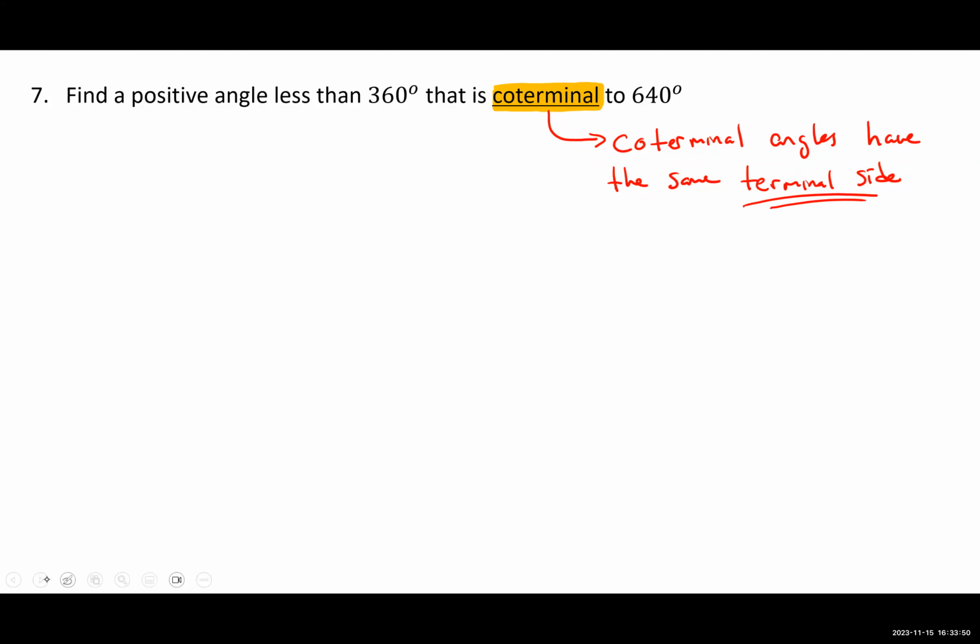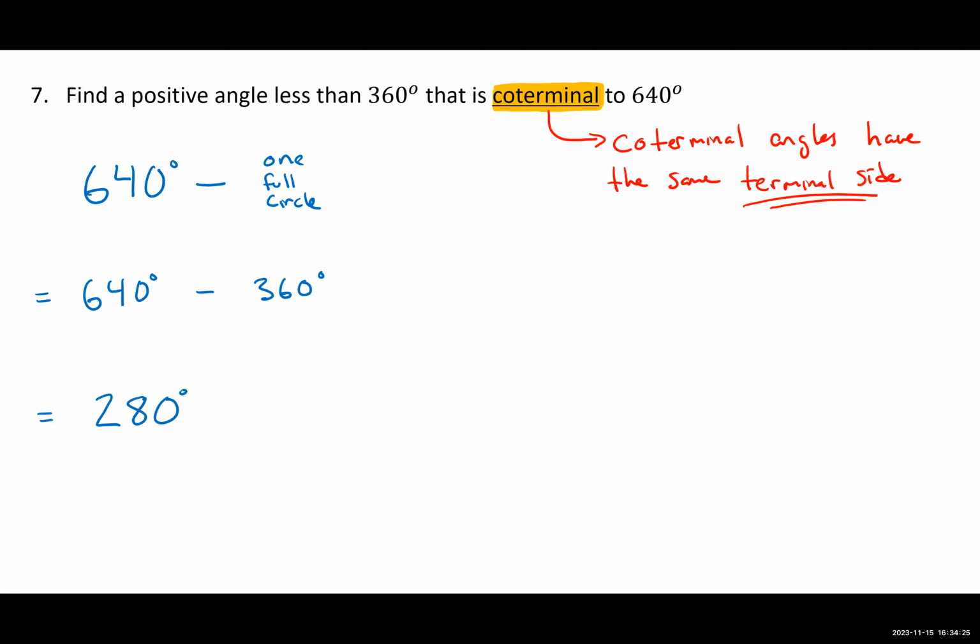So what we can do here is take 640 degrees and subtract one full circle. That's going to put us in the same place. One full circle is 360 degrees. And 640 minus 360, I think that's about 280 degrees.